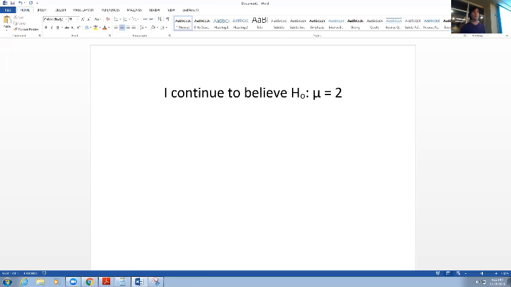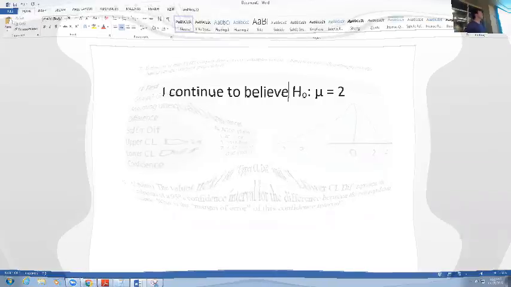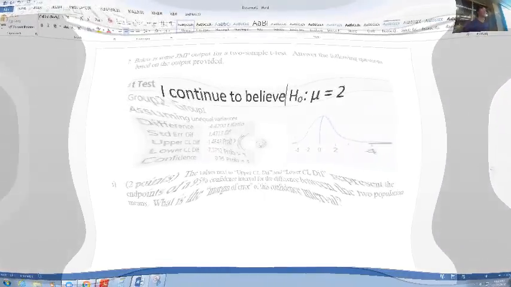Like we continue to believe after doing this study that the average wait time was 2 minutes. Does that make sense? Would you understand that? But we collected a bunch of data and we continue to believe it is 2 minutes. We did not have evidence against that. So you could say there was not evidence for an alternative.